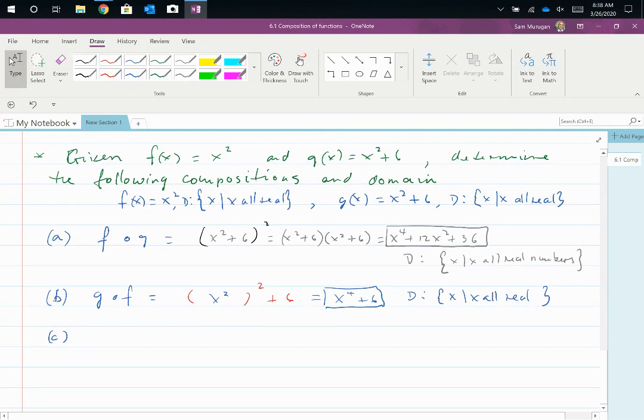Let's consider the f function composed of the f function. So this is simply x squared substituted with x squared, which is x to the 4th power. Domain, all real numbers.